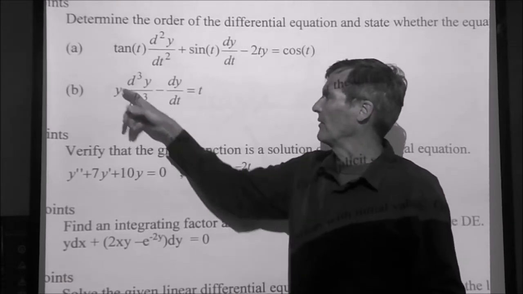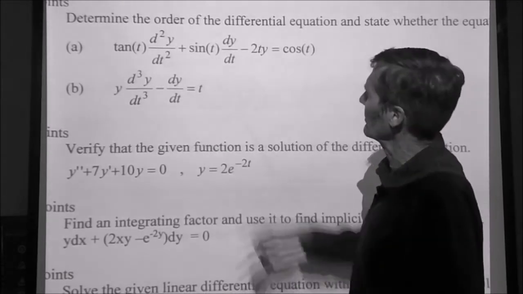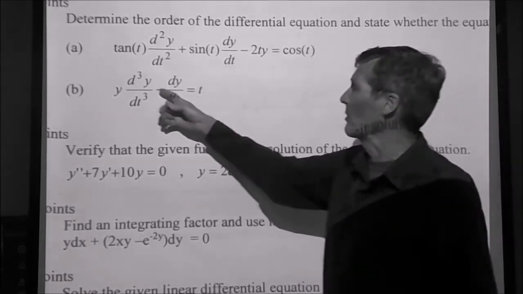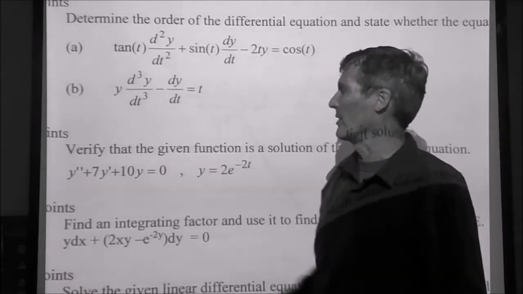So this is not a function of t only. It's not a linear equation. It looks kind of like this one, but it's not linear. This is a third order equation because the third derivative is the highest that appears.